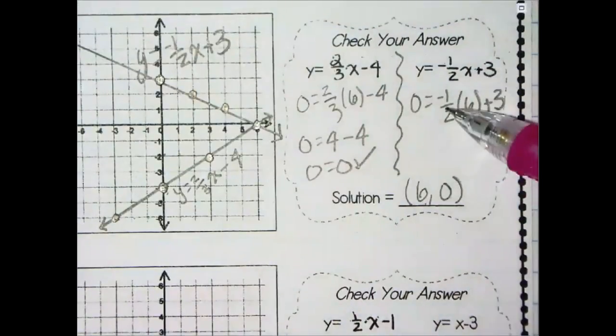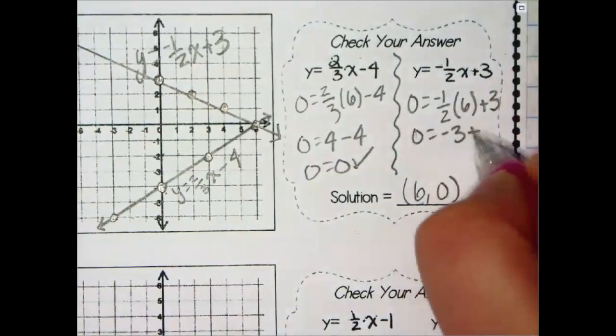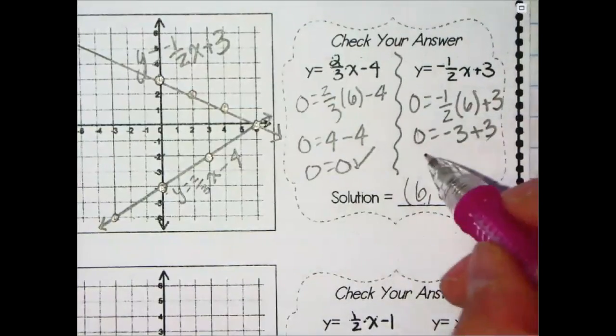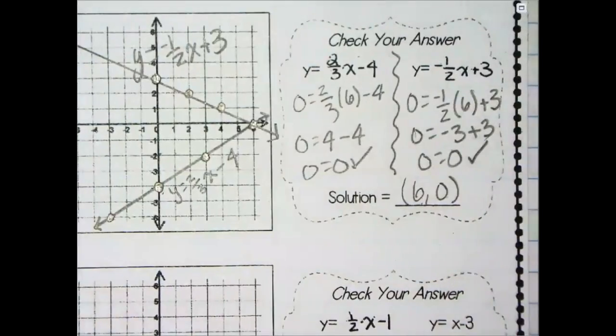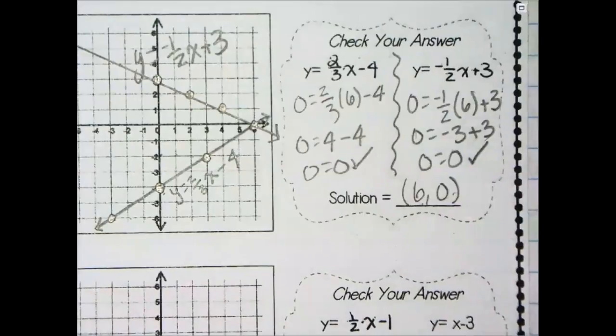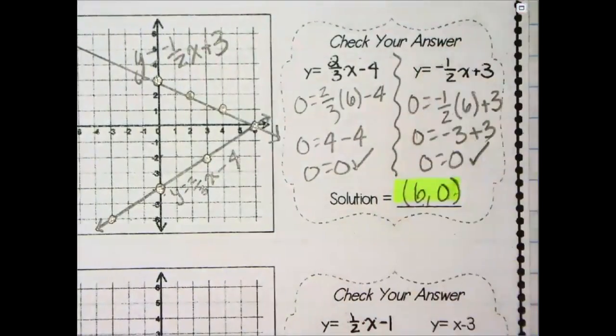All right. What is 1/2 of 6? 3. And since it's negative 1/2 times 6, it's going to be a negative 3. And negative 3 plus 3 is 0. So does 0 still equal 0? Yes, so that means that this solution satisfies both equations. So am I confident in my answer? Yes. I am confident.